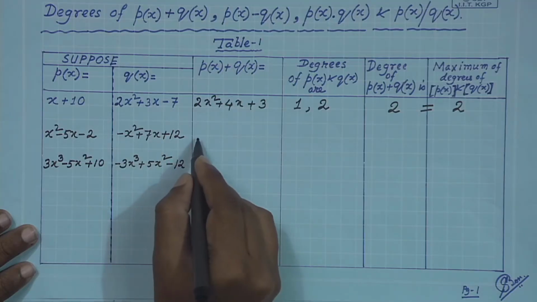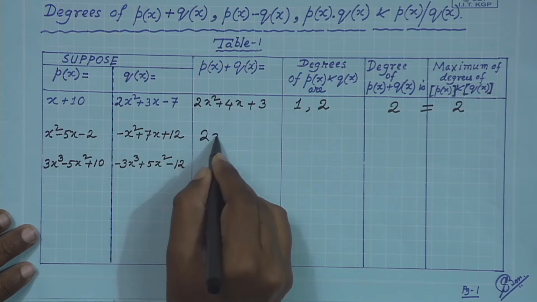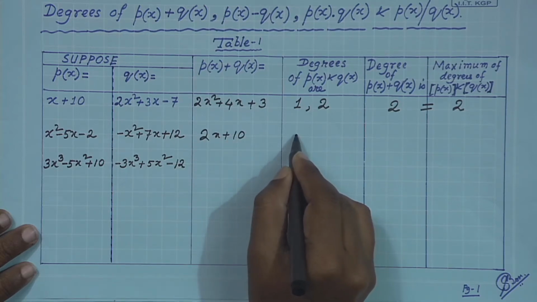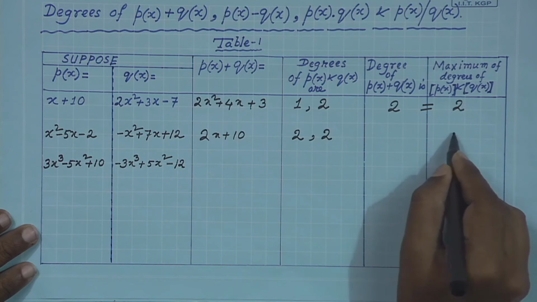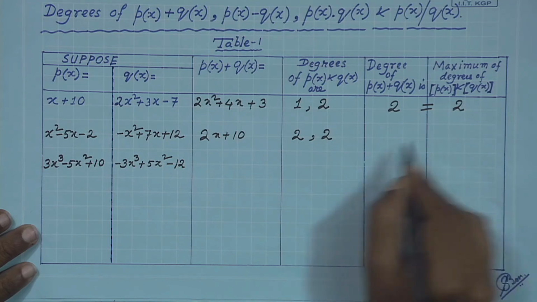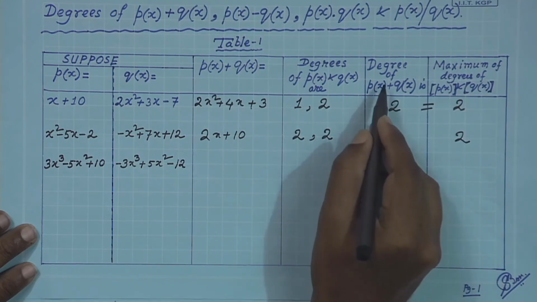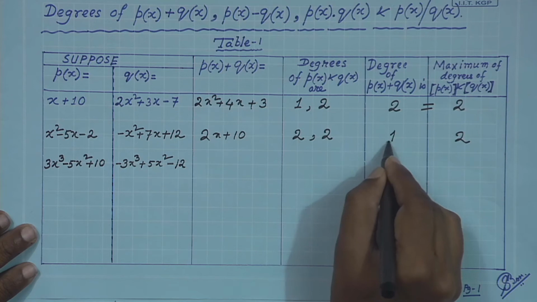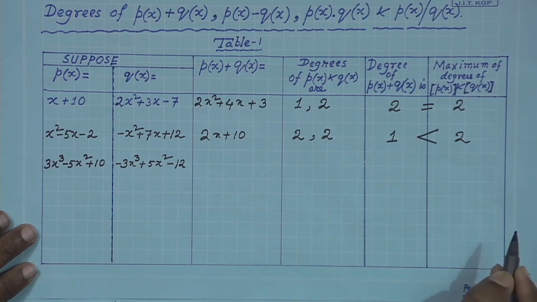Now, for the second case, the two polynomials are given. What will be the sum? The sum will be 2x plus 10. And what are the degrees of p(x) and q(x)? The degree of p(x) is 2 and the degree of q(x) is also 2. And what is the maximum for these 2 and 2? It is 2. But the degree of p(x) plus q(x) is 1. So, here this is less than the maximum of the degrees of p(x) and q(x).